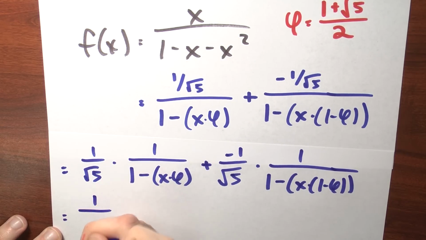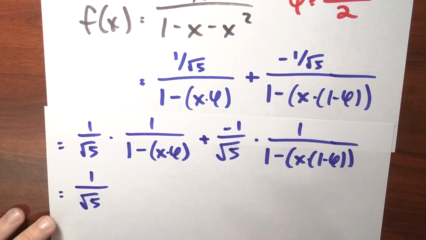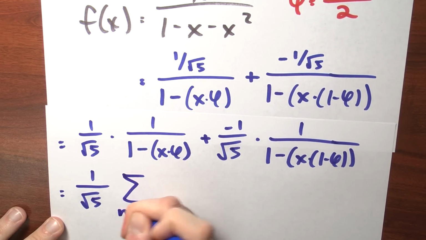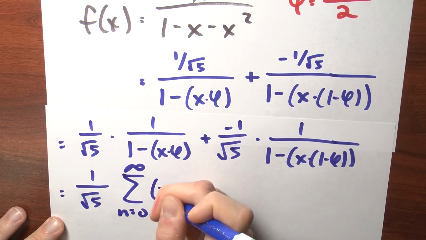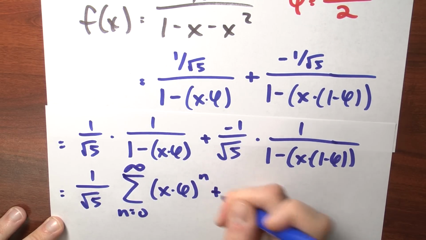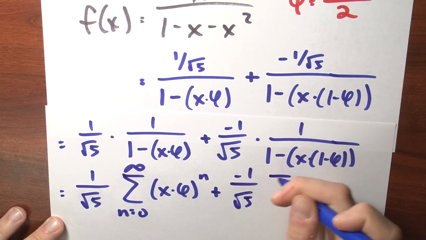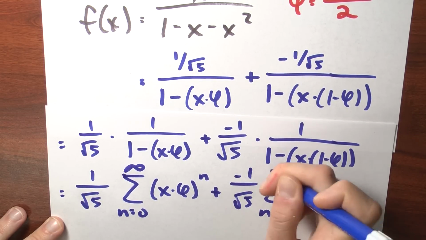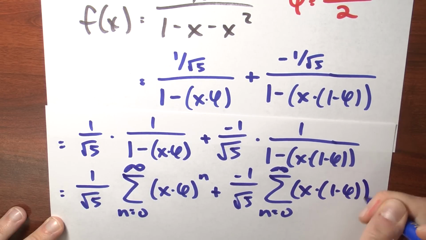So this is 1 over the square root of 5 times the sum, n goes from 0 to infinity, of x times phi to the nth power, plus negative 1 over the square root of 5 times the sum, n goes from 0 to infinity, of x times 1 minus phi to the nth power. Now I'll write this as a single series.